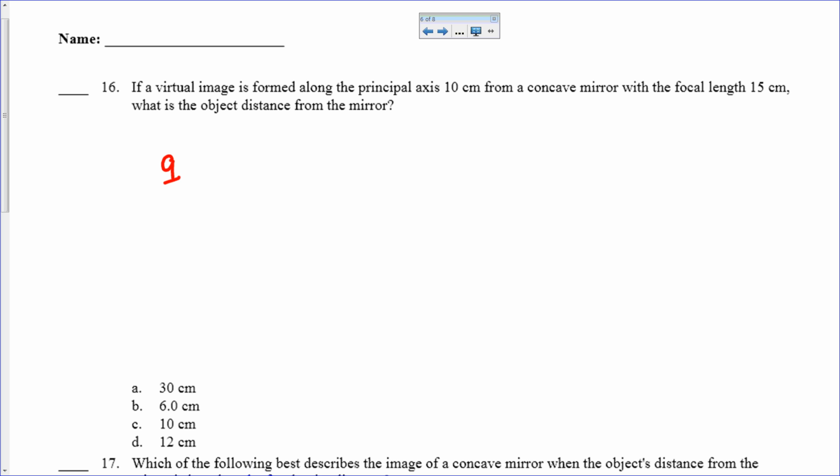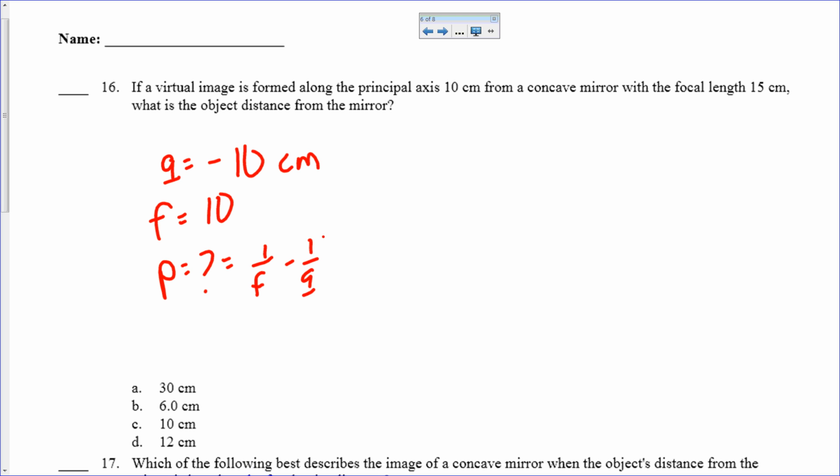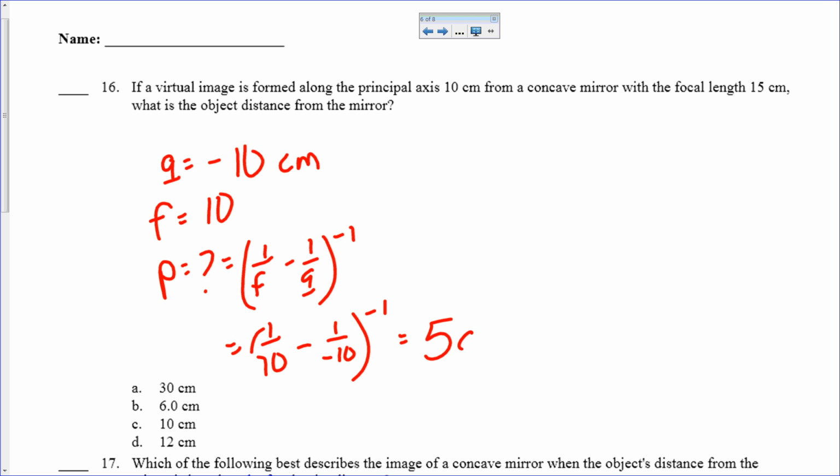So this is a virtual image, so Q is negative 10 centimeters. The focal length equals 10. What is the object distance? What is P? One over 10 minus 1 over negative 10. The negative 1, that's 2 over 10 inverted. It's 5 centimeters. Did I do that incorrectly? Oh yes, I did. I'm sorry.